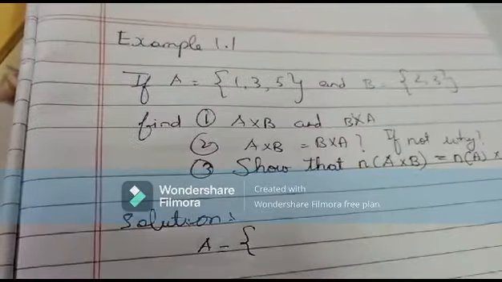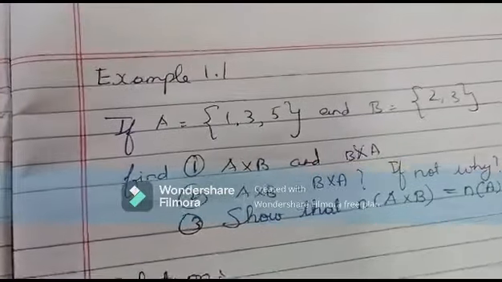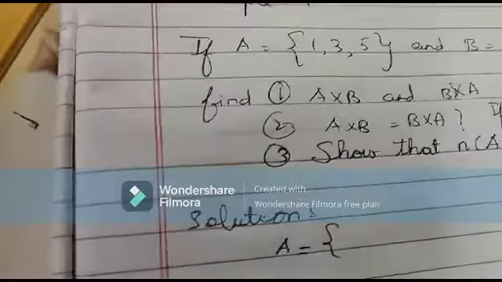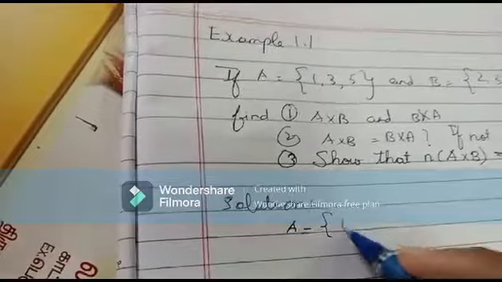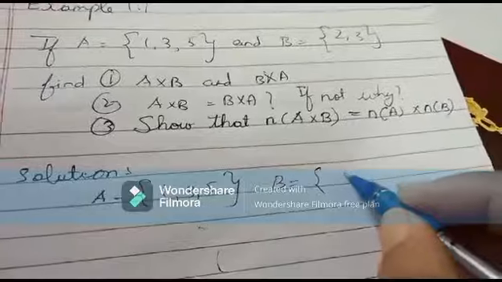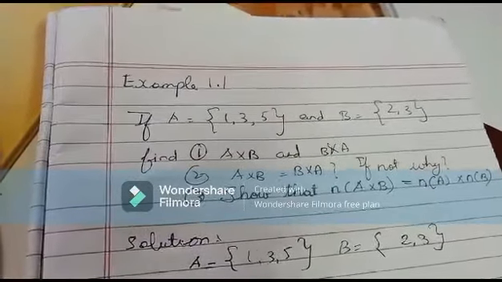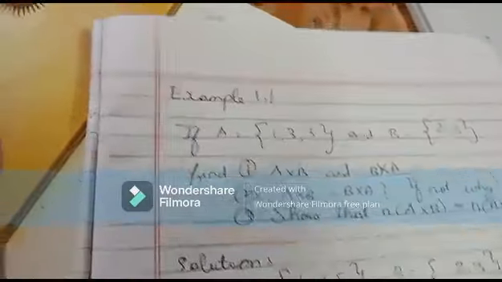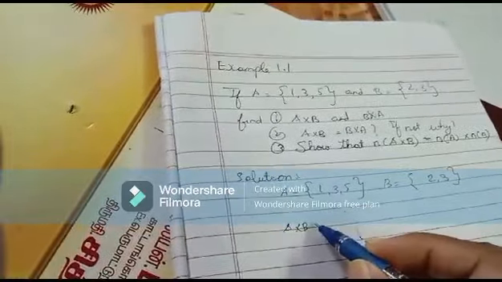Now we are going to find A cross B and B cross A. For that, first we are going to write what is set A. In the question itself they have given set A and set B, right? So in the solution first we have to write set A. Set A is {1, 3, 5}, and set B is {2, 3}. So we have written set A and set B, and now we are going to find A cross B. First we are going to find A cross B, so I am going to write A cross B.